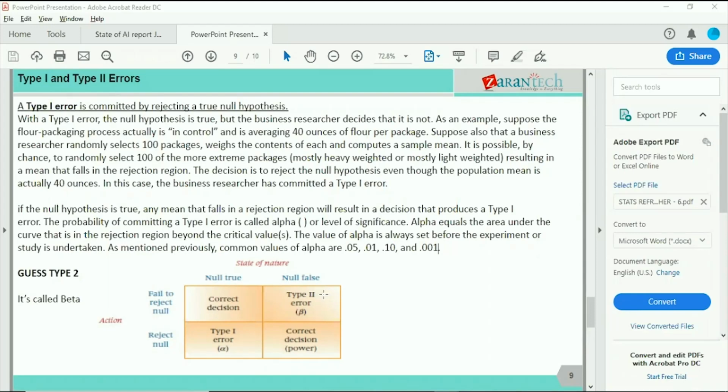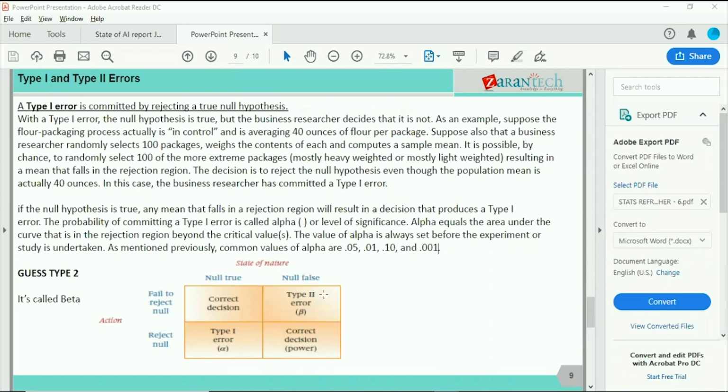So in type 1, we are claiming he will not churn, but he will be staying. Is that type 1 error? Yes, right? Sorry, would you come again? So in type 1, what we are saying, I'm confused now.